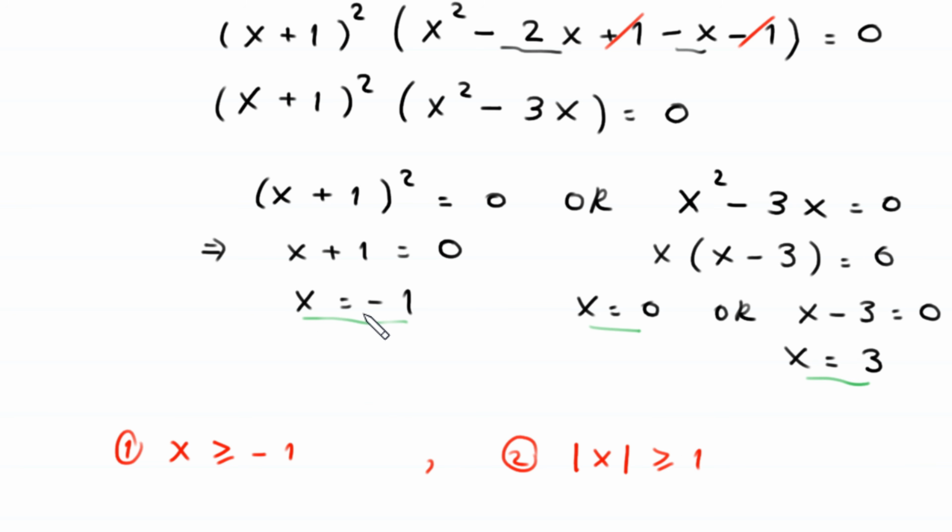This value of x, negative 1, is equal to negative 1, and absolute value of negative 1 is equal to 1. So this is a valid solution. And this value of x, 0, is greater than negative 1, but the absolute value of 0 is 0, which is less than 1. So this will be rejected. And this value of x, 3, is greater than negative 1, and absolute value of 3 is greater than 1. So this is also a valid solution.